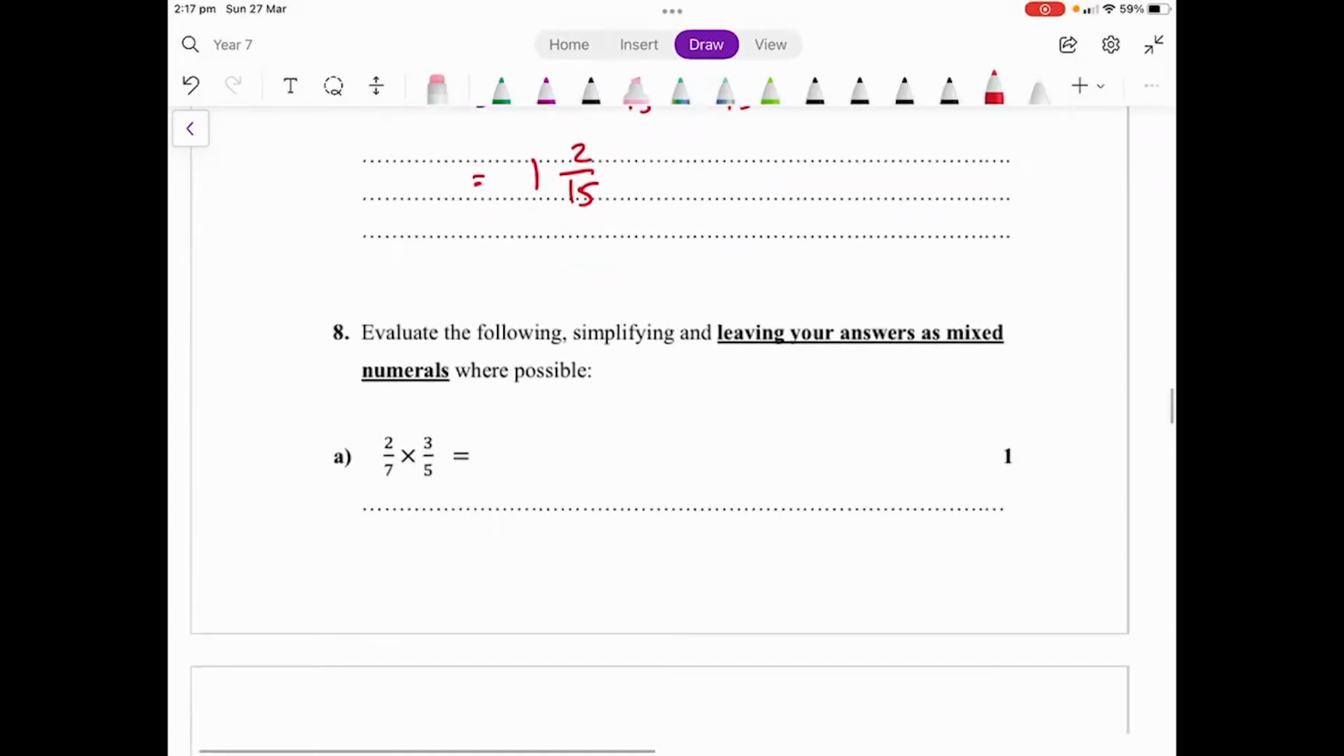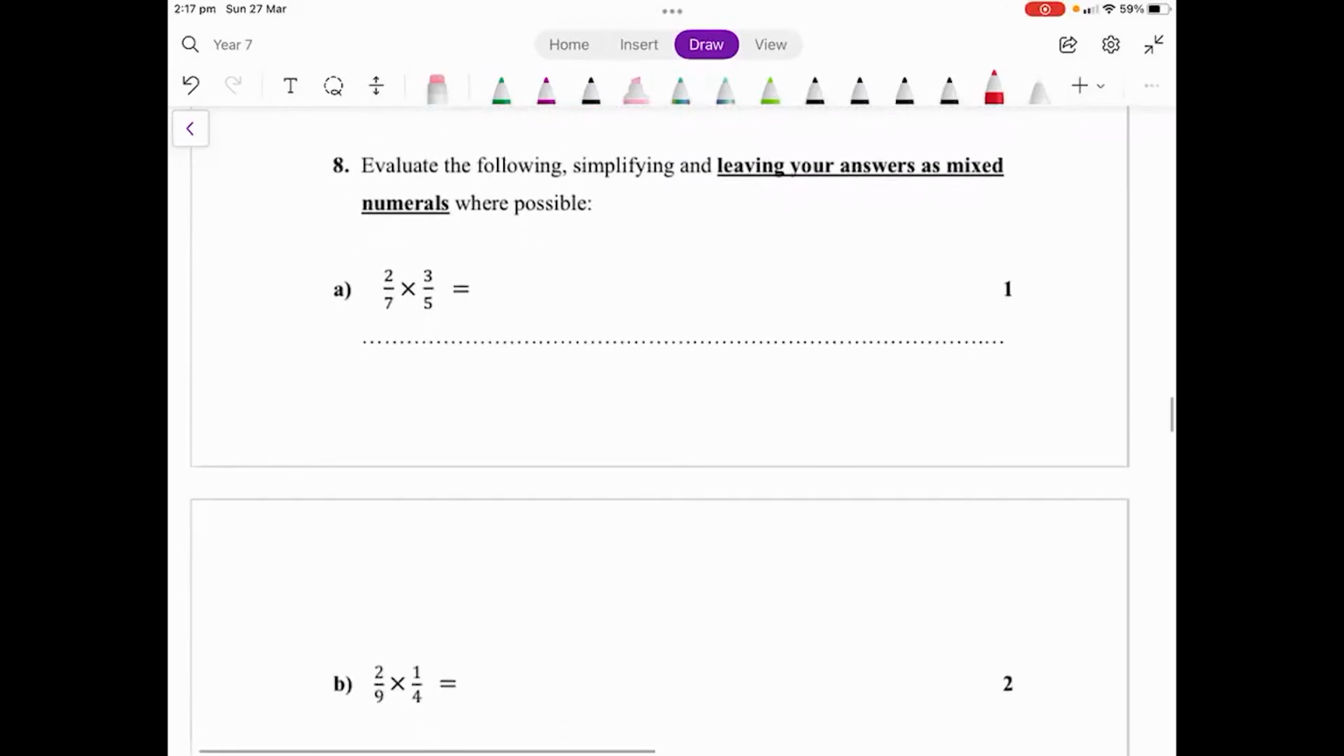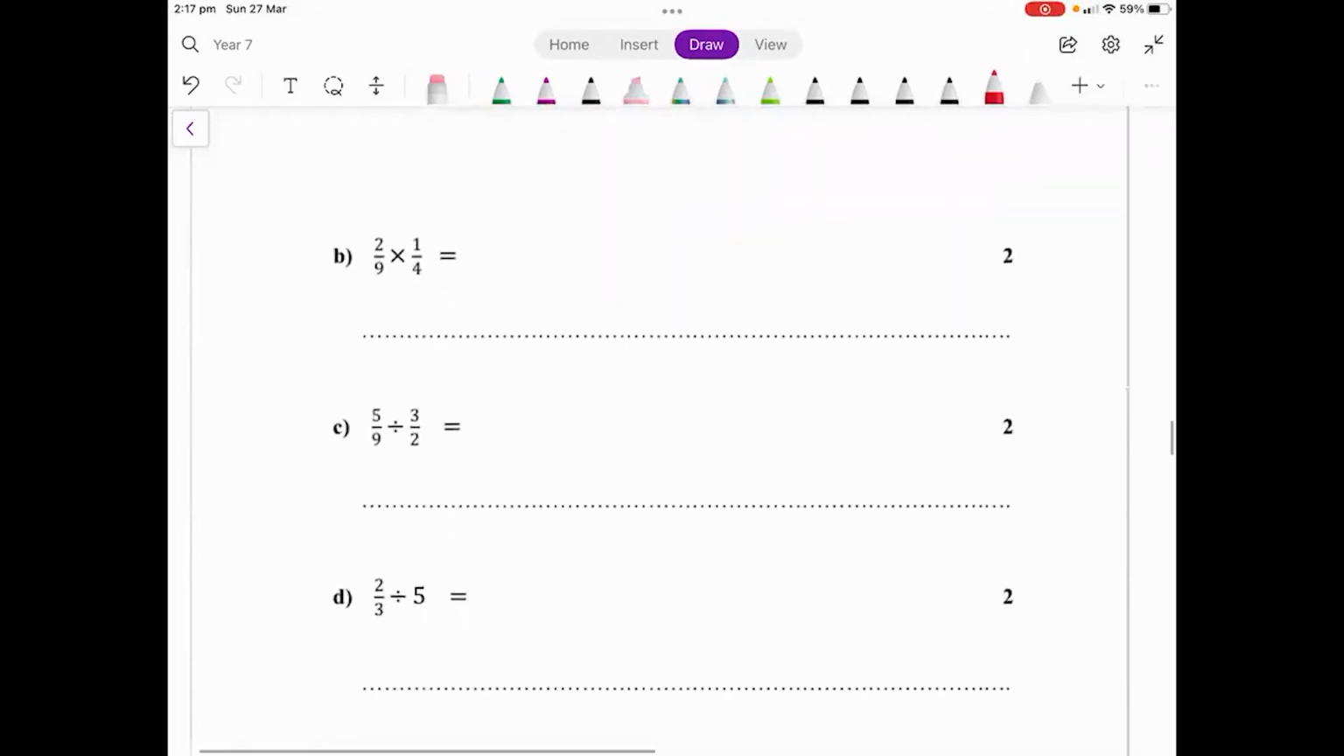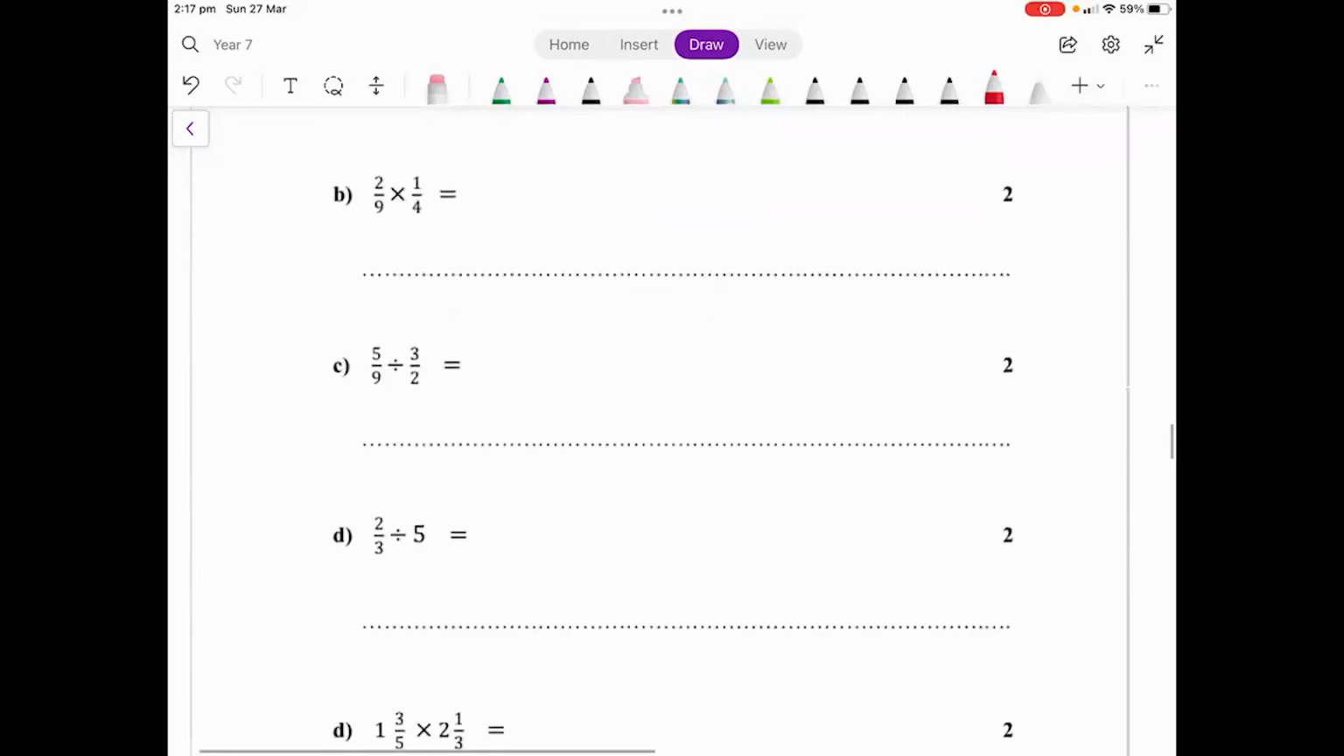Question 8, multiplication. You multiply the numerators. 2 times 3 is 6. Multiply the denominators. 7 times 5 is 35. Question B, if you want to simplify first, you can. Otherwise, you can do 2 times 1 is 2. 9 times 4 is 36. Then we simplify by halving both of those, and it becomes 1 over 18.